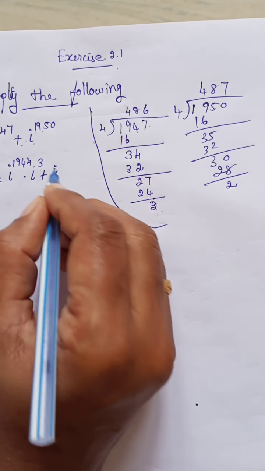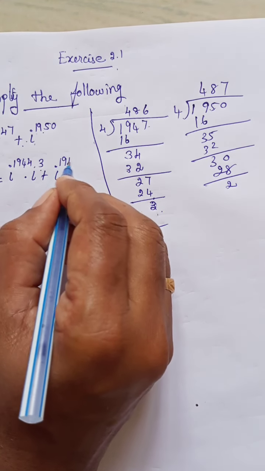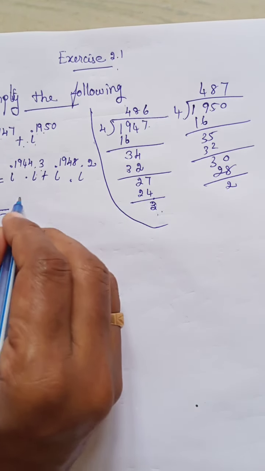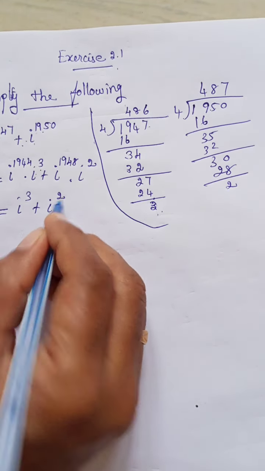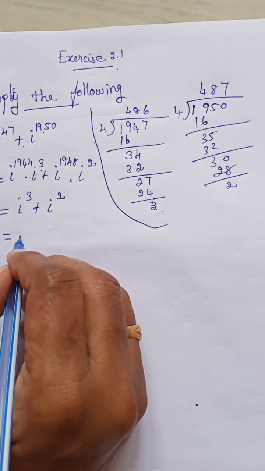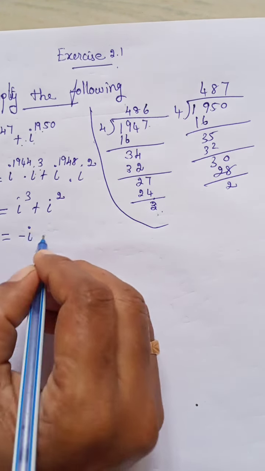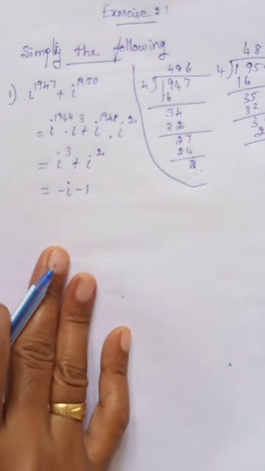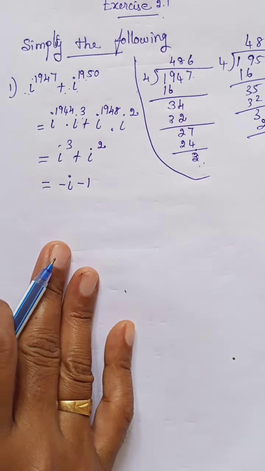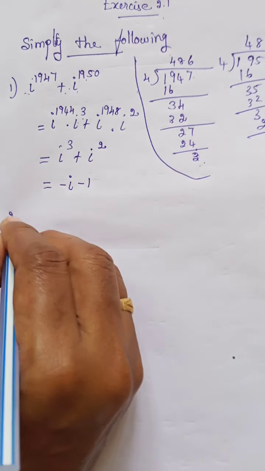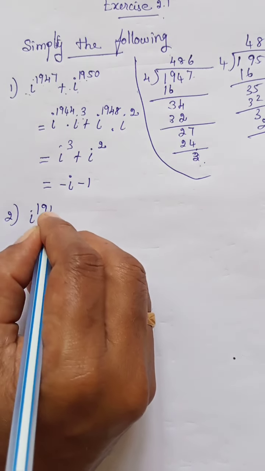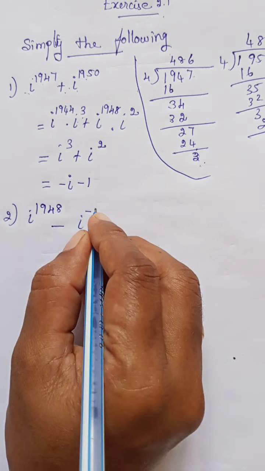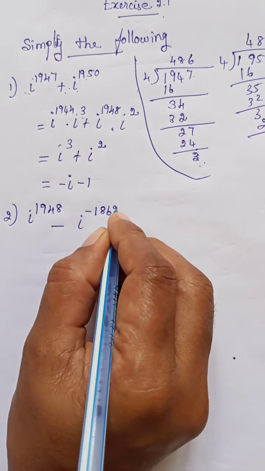See, i power 1948 into i power 2. So only i power 3 plus i power 2. i power 3, you know that is minus i. i square is minus 1. That's all. Minus i minus 1. Then the second problem is i power 1948 minus i power minus 1869.